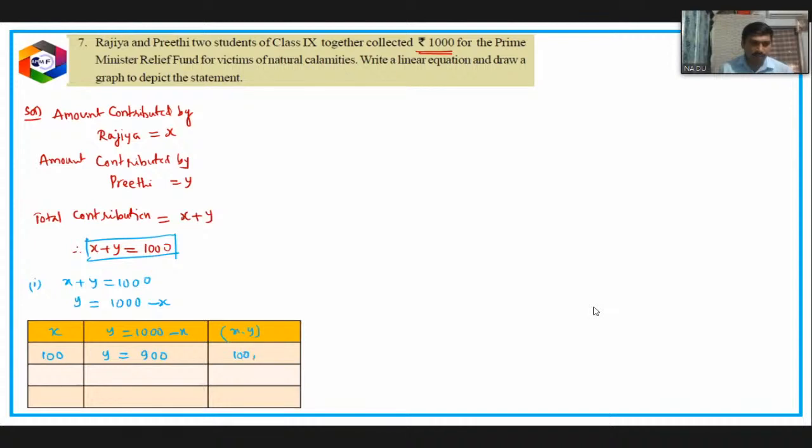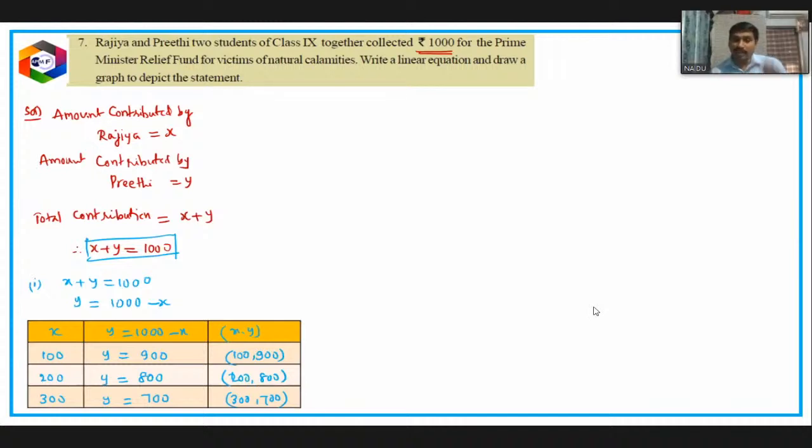Take the second value, X equal to 200. What is the corresponding Y value? 1,000 minus 200 will be equal to 800. So the point is 200 comma 800. One more value I'm taking, 300 this time. So Y equals 1000 minus 300, which is equal to 700. So the point will be 300 comma 700. Now if you observe, the points are in hundreds only, so on the x-axis 1 centimeter for 100 units you have to take, and that will be convenient.